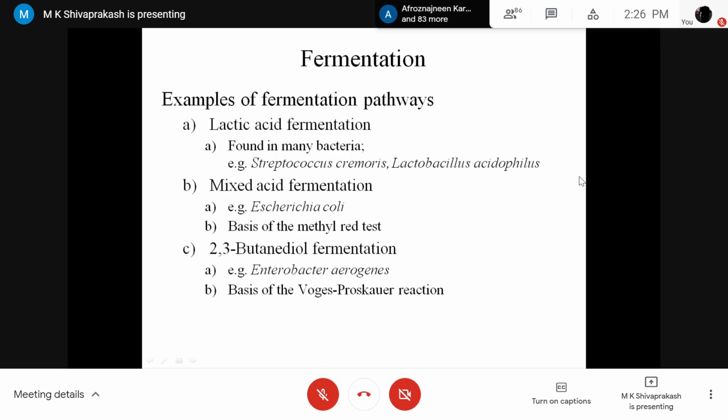So the industrial production of lactic acid. Then mixed acid fermentation, that is Escherichia coli. So this is actually very important. This particular thing is used in the identification of coliform organisms.